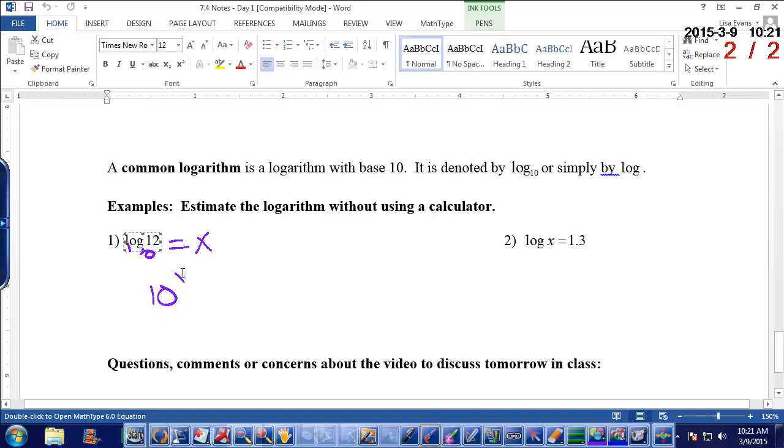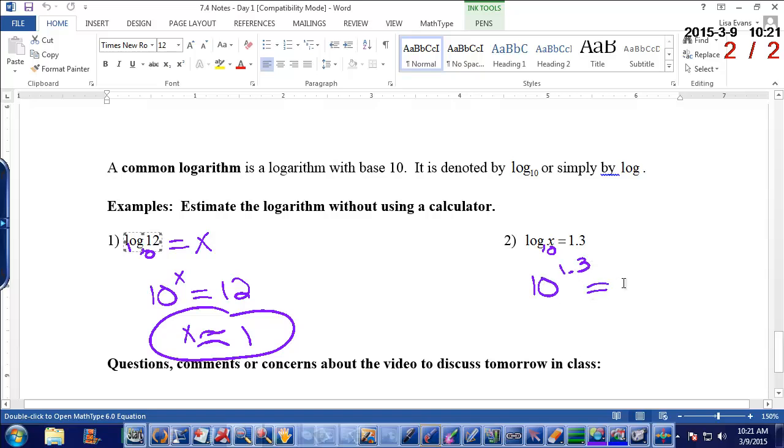So 10 to what power gives me 12? Obviously something very close to the first power, right? Because 10 to the first power is 10. If I do 10 squared, I get 100. So it's got to be very close. I should put little wavy signs because it's approximately 1. Okay, again, this has a base 10. So 10 to the 1.3 power equals x. Well, 10 to the first is 10. 10 squared is 100. So it's got to be pretty close to the number 10. So all you're doing is estimating. You're just guessing and checking.